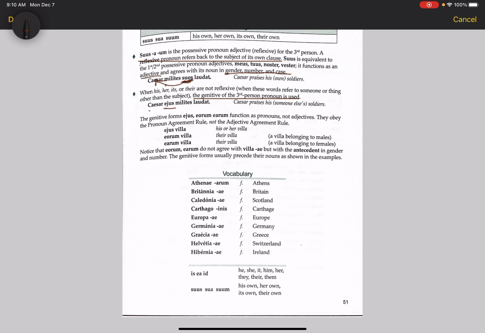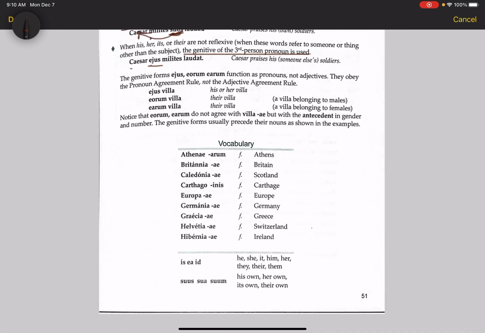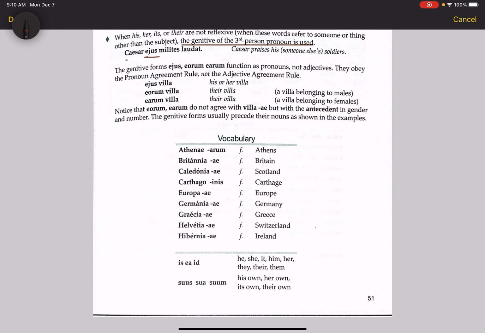Of somebody else. So the genitive forms eius, eorum, and earum function as pronouns, not adjectives. They obey the pronoun agreement rule, not the adjective agreement rule. So his villa or her villa is eius villa when it means somebody else's. So the villa of him or her. Similarly, eorum villa is their villa, the villa of those people, and earum villa, their villa, referring to females.